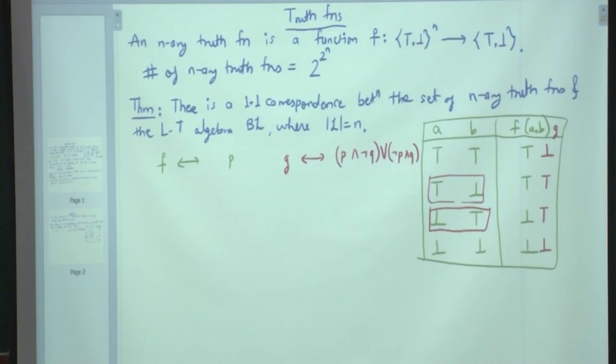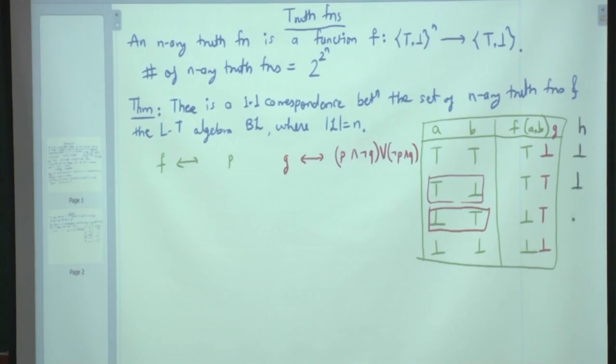Do you want to do one more example? Let me write something in black color now. This is function h. So, what does h correspond to? P conjunction negation P. Fine. So, you understand truth functions now?